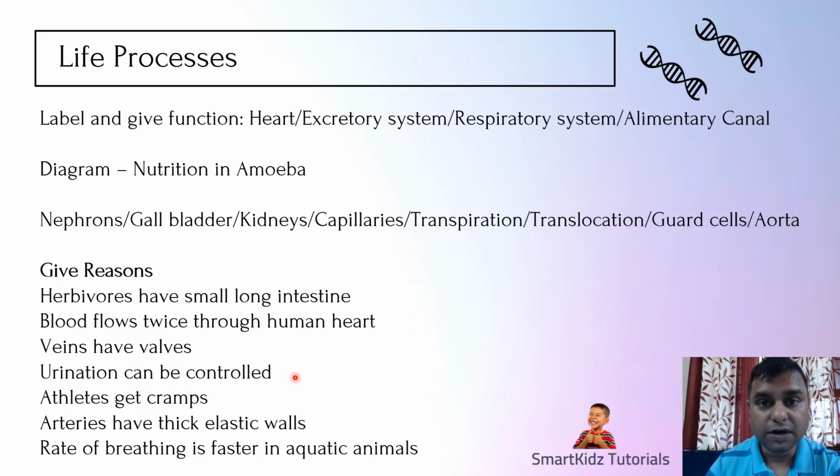Urination can be controlled, okay, how do we control urination? Athletes get cramps, why do they get cramps? Arteries have thick, elastic walls, okay, that is the difference. You should know arteries have thick elastic walls. Veins have thin walls, but they have valves, whereas arteries do not have valves. This can also come: rate of breathing is faster in aquatic animals.